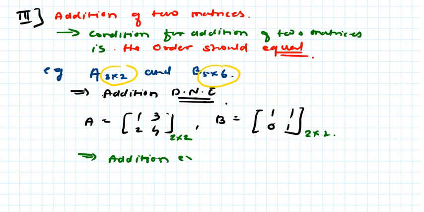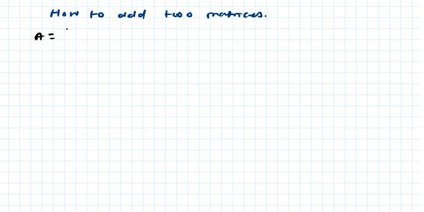Addition exists. Now the question is how to add two matrices. For example, suppose I have the matrix A as [a, c; b, d], and the matrix B as [p, q; r, s].